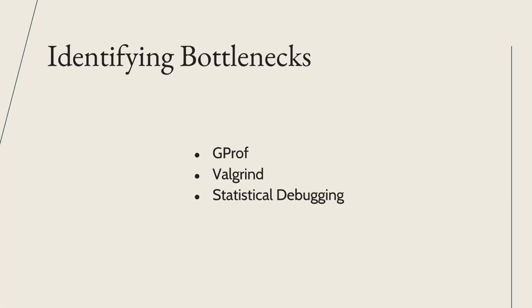So what are other ways to identify bottlenecks? Normally, developers use tools like gprof, Valgrind, and other statistical debugging tools, but these all require inputs that trigger the problem. You need the specific input. So what do you do if you don't know these inputs? That's where PerfFuzz attempts to automatically discover them.